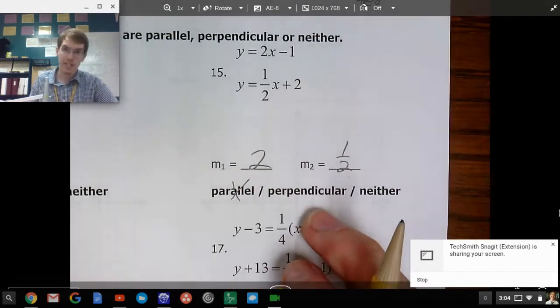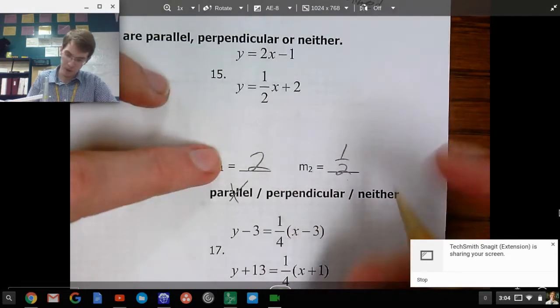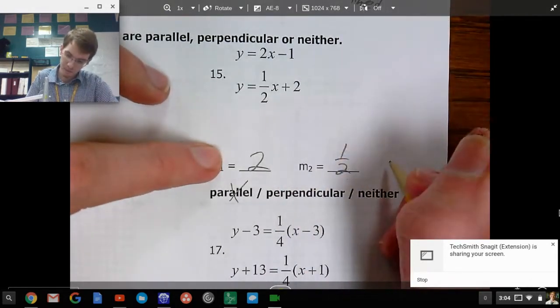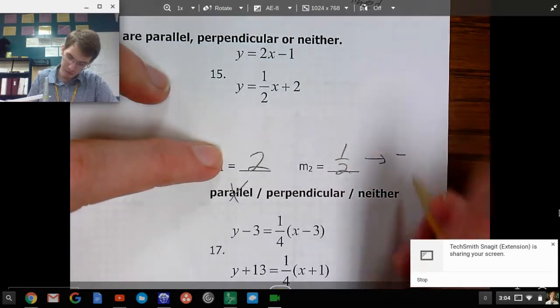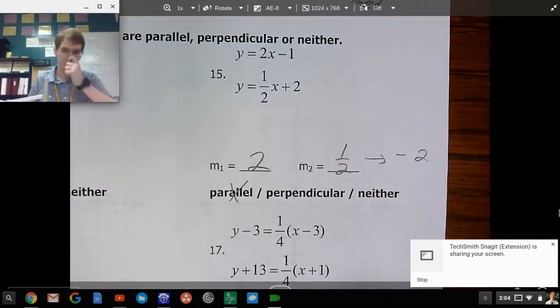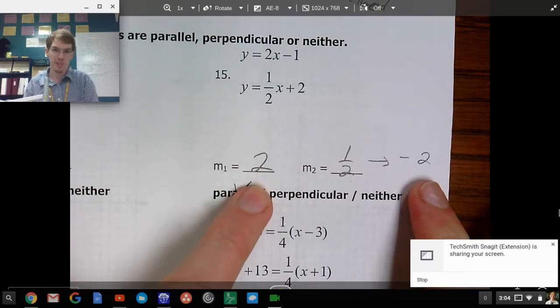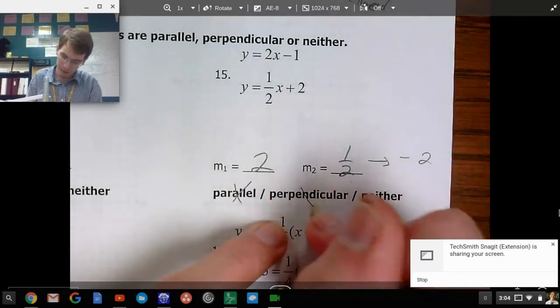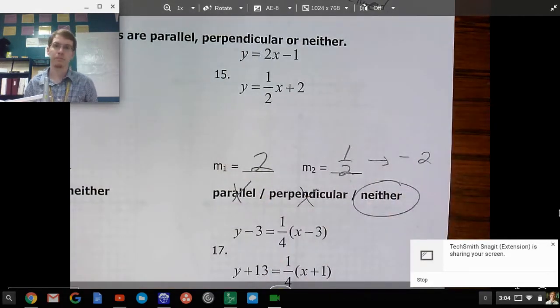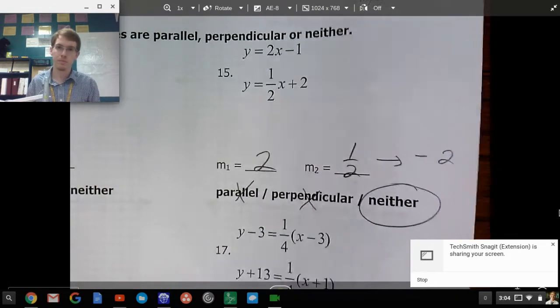Now, perpendicular, they need to be opposite reciprocals. So, like, let's say if I just took this one, it goes from positive to negative. I flip the fraction, negative 2. So, are those going to be opposite reciprocals? No, they're not perpendicular, so that one is neither. Okay.